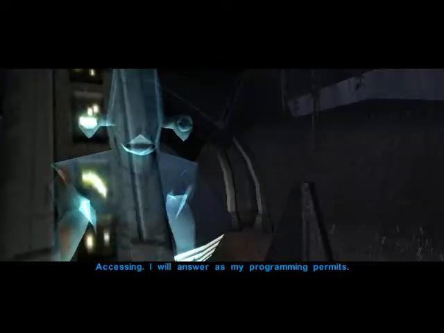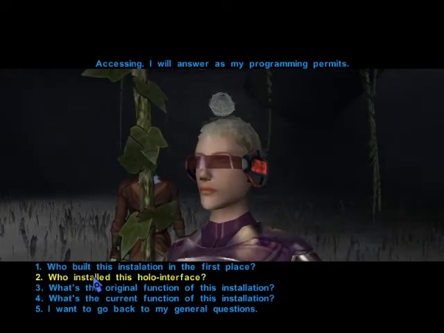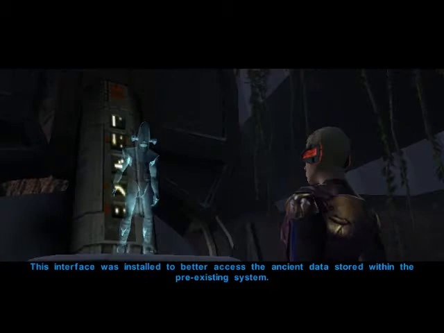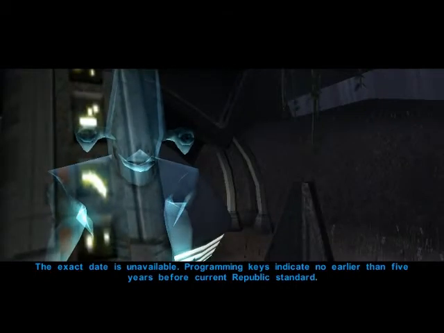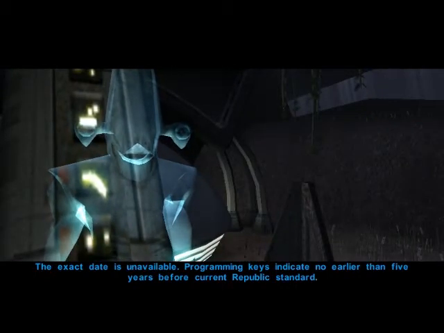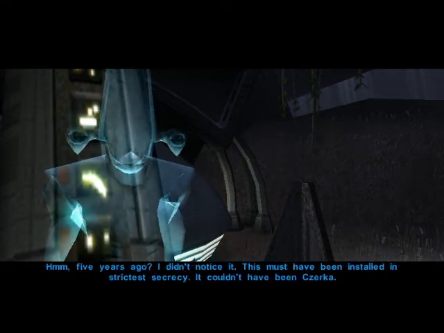More questions. Accessing. I will answer as my... Okay. Who installed this hollow interface? This interface was installed to better access the ancient data stored within the pre-existing system. The exact date is unavailable. Programming keys indicate no earlier than 5 years before current Republic standard.